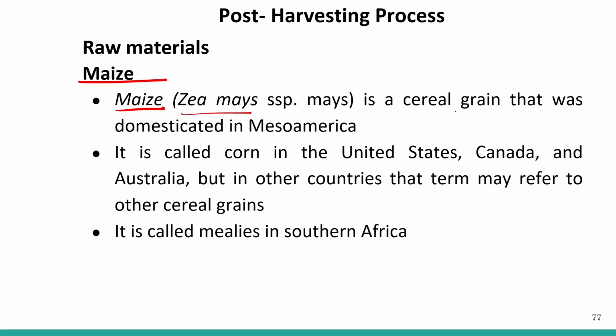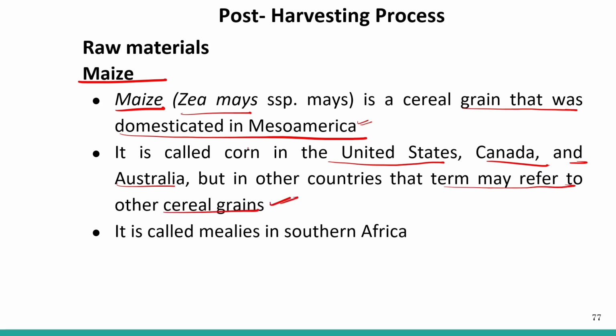Zea maize is a cereal grain that was domesticated in Mesoamerica, and it is called corn in the United States, Canada, and Australia. But in other countries, the term may refer to other cereal grains. So it is used as corn in the case of the United States, Canada, and Australia. We all know that maize is a very important crop, and its cereal grains are used for making flour also. It is called maize in southern Africa.